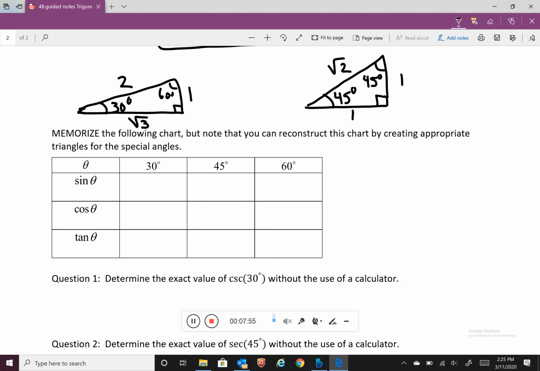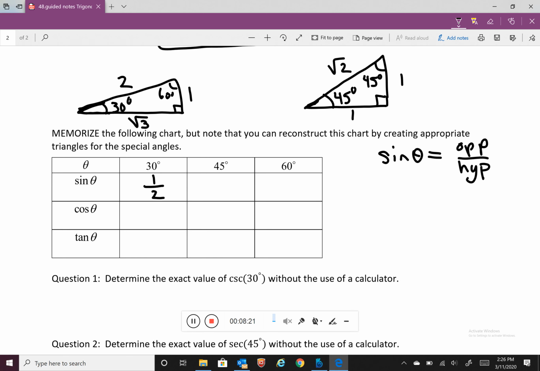Now for sine, remember sine of any angle is looking at the opposite side compared to the hypotenuse. And we're going to look at all three special angles for sine. So sine of 30 degrees, so my focus is at 30 degrees. And sine looks at opposite over hypotenuse, so sine of 30 degrees is 1/2.